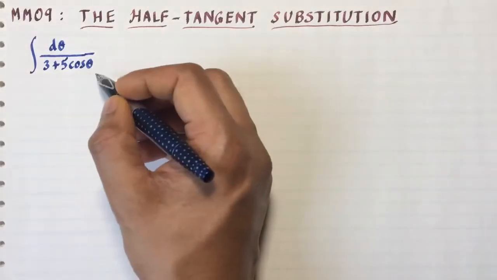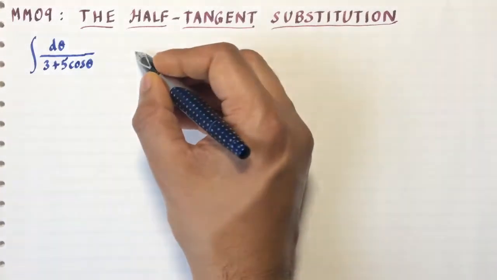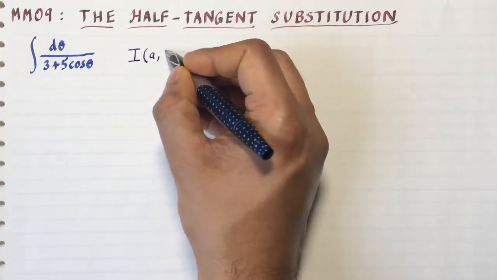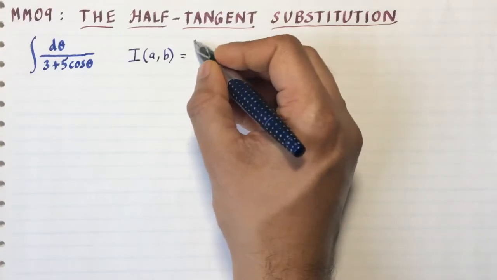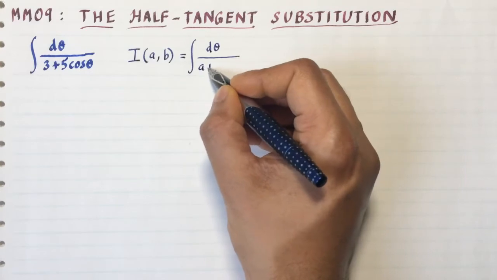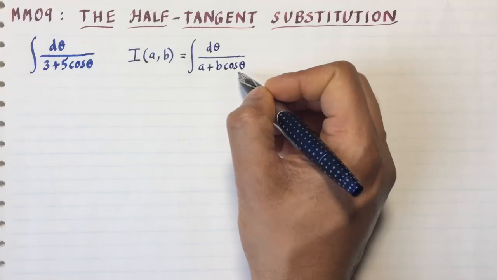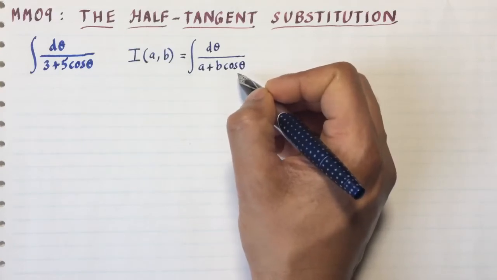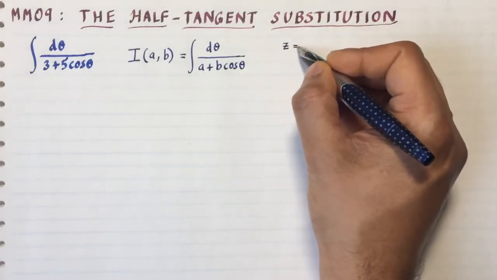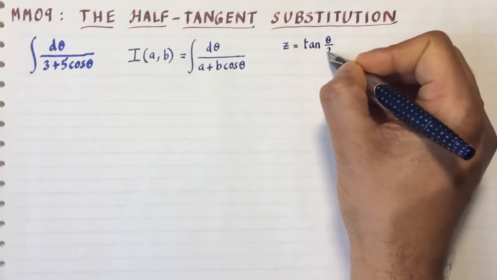Instead of solving the actual problem here, which is the integral d theta over 3 plus 5 cosine theta, I'll do something more general. I'll call this some integral I as a function of a and b, equal to the integral of d theta over a plus b cosine theta. I have to mention that I can have sine as well. This substitution works for either sine or cosine here. So the substitution in question is called a half-tangent substitution because that's what it is. z equals tan theta divided by 2.